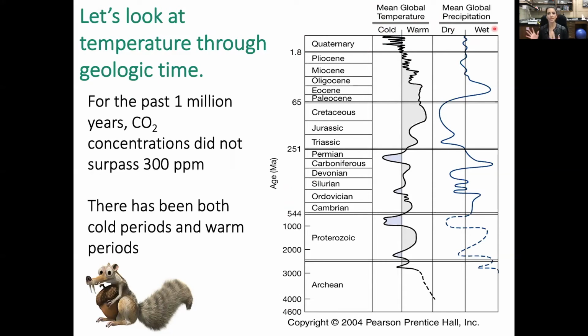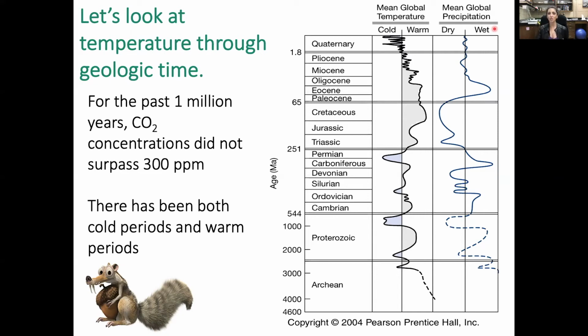So what we see from this data is that for the past 1 million years, CO2 concentrations did not surpass 300 parts per million. If you remember back to a couple slides ago, today we're at 411 parts per million. There has been both cold periods and warm periods on Earth. The issue is the rate of change that we are seeing now. It is very alarming because what used to take millions of years to achieve in terms of climate change, we are experiencing in mere decades.